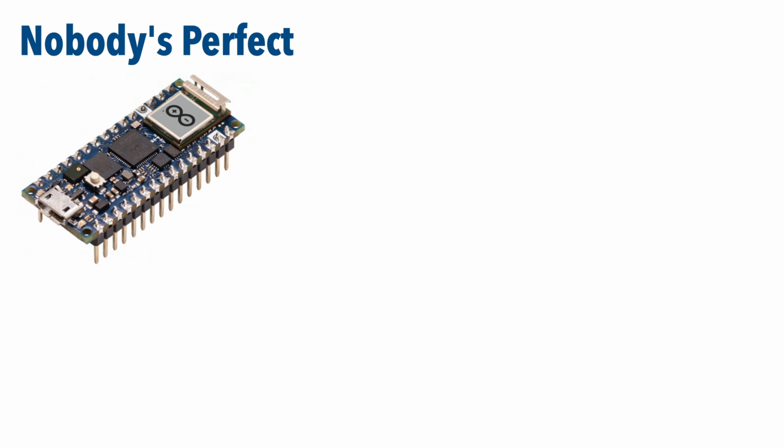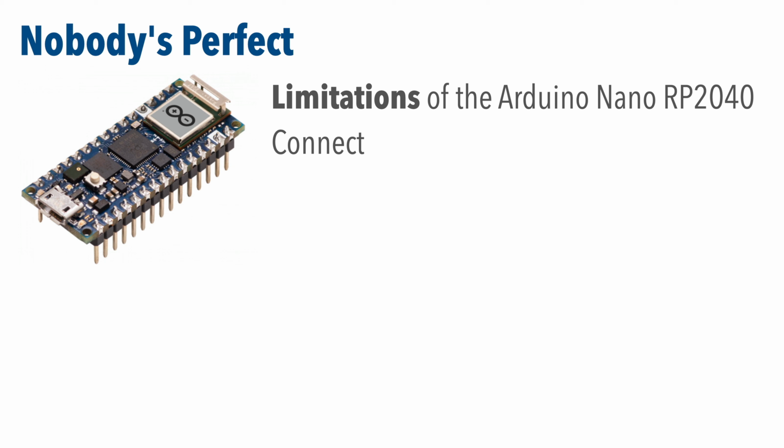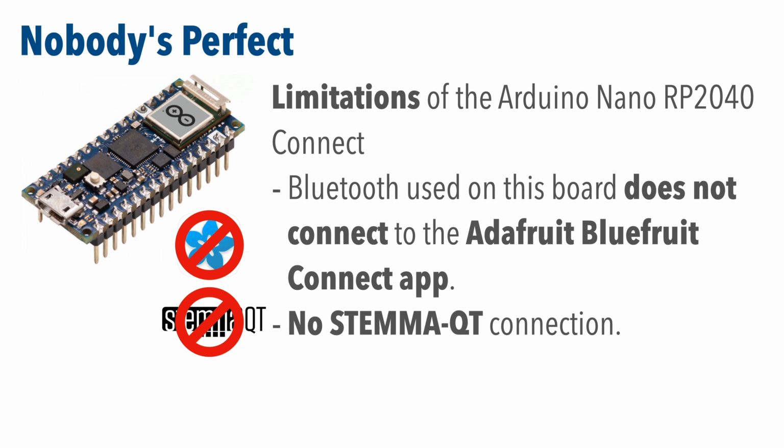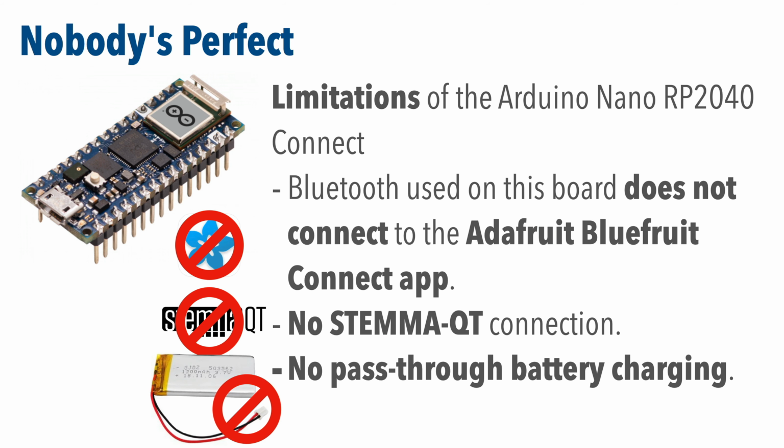Now, a few reasons why you might not want to consider this board. At the time I'm recording this, the Bluetooth on the board doesn't integrate with the Adafruit Bluefruit Connect app, so using Bluetooth in CircuitPython on this board isn't as easy as we learned in the CPB. There's also no STEMMA-QT connection port on this board. I'll describe that in just a minute. And there's also no pass-through battery charging. I'll describe that in a bit as well.